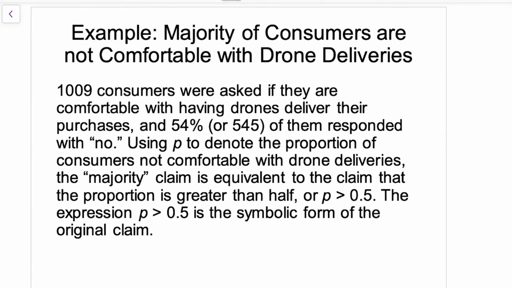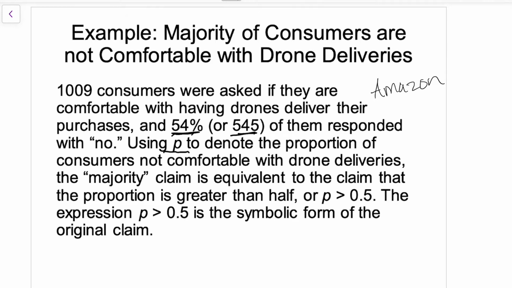Suppose 1,009 consumers were asked if they were comfortable with having drones deliver their purchases, right? This is an actual proposition by Amazon that they might be able to do some sort of prime delivery within a day if they were allowed to have drones. Let's suppose that 54% of them, which turns out to be 545 of them, responded no, they are not comfortable. What we need to do is develop this robust system of notation.